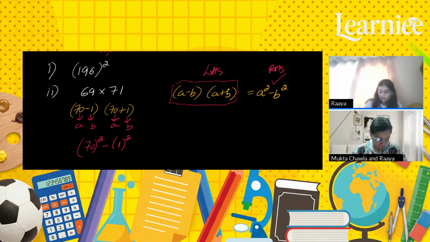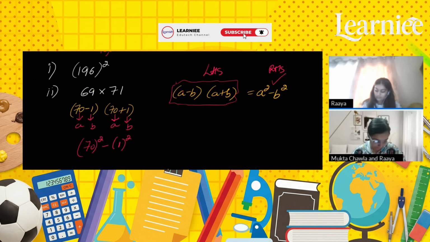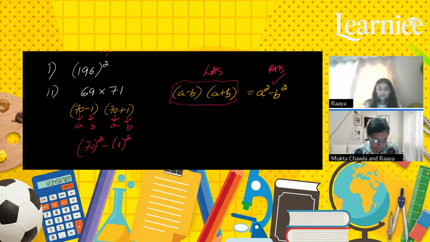So 70 square is 4900, so 4900 minus 1 is 4899, right? Yes. Yes, very good.